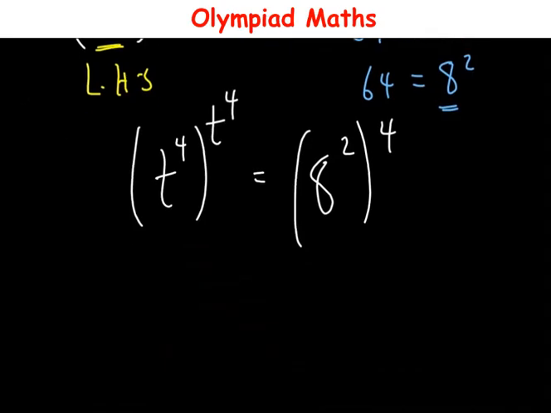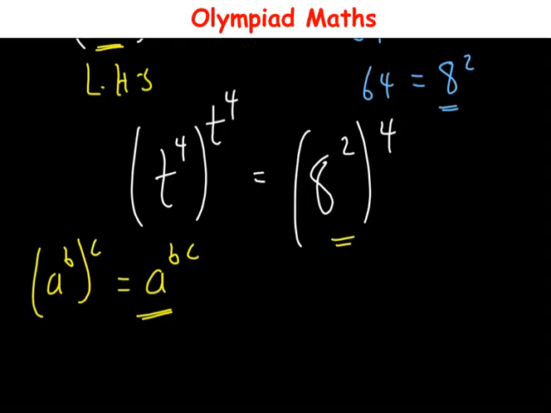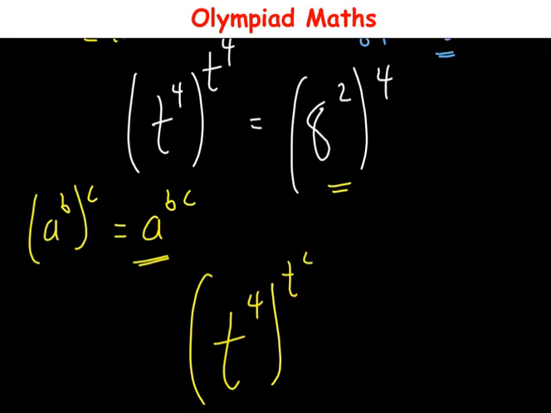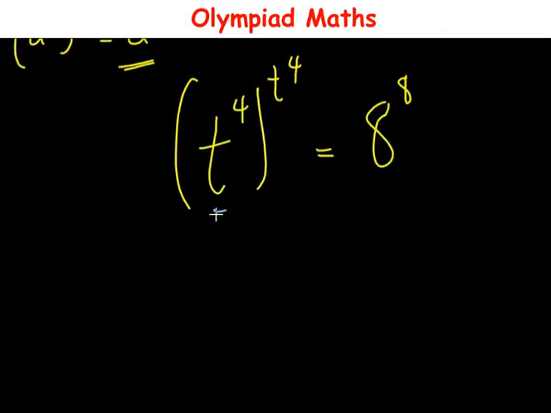So from here, applying this rule of indices, that if you have in brackets a raised to power b, all raised to power c, this equals a raised to power b times c. Applying this rule right here, what we have is this, that we have in brackets t raised to power 4, all raised to power t raised to power 4 is equal to 8. Now 2 times 4 is 8. So from here, the base right here is equal to the exponent right here. Same thing also on the right hand side. The base right here is equal to the exponent right here.